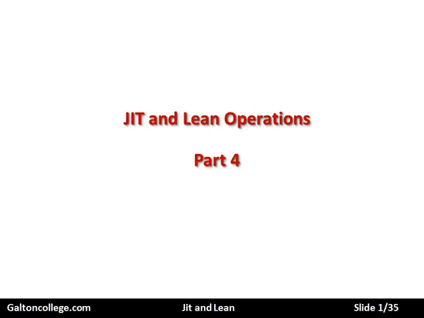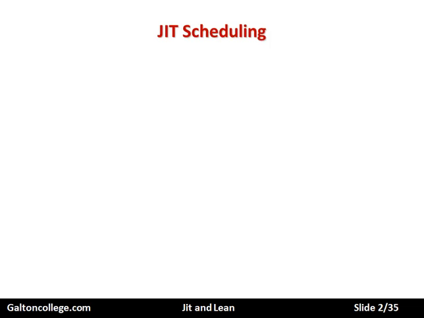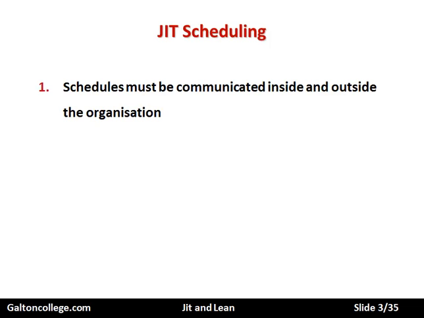Now, in this session we're going to do a few things. So let's start by talking about JIT scheduling. Schedules must be communicated inside and outside the organization. It's important that just-in-time schedules are agreed and understood inside. So precisely when work starts and when it finishes, how long it's allocated, what is the utilization of the machines and the personnel, and the resource commitments in the coming days and weeks.